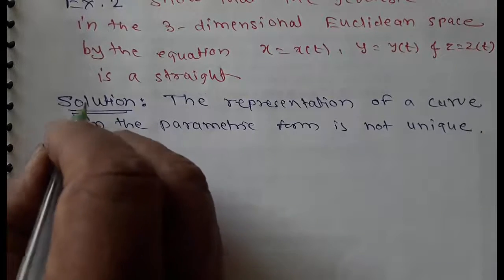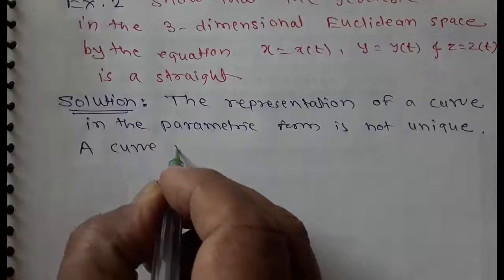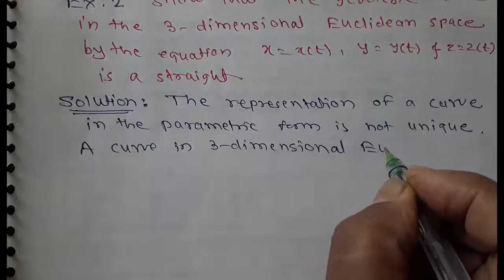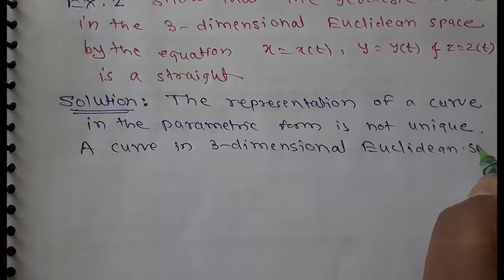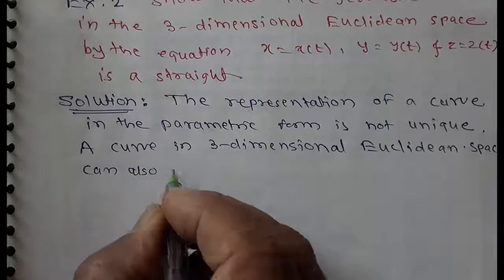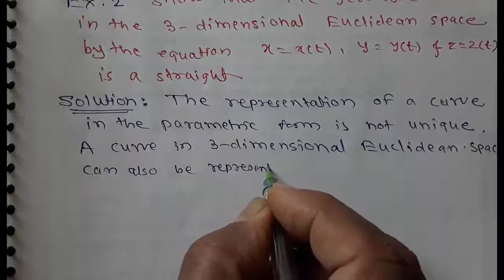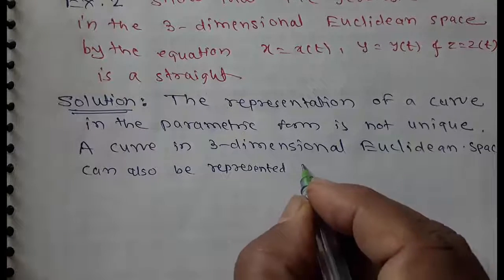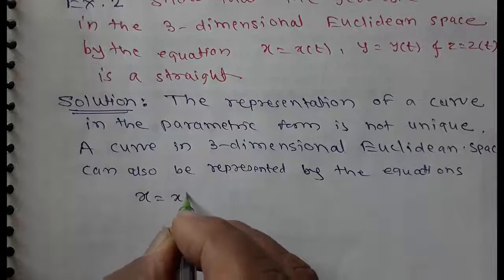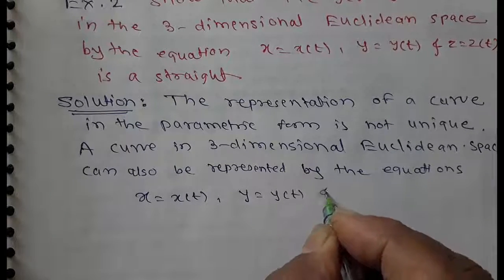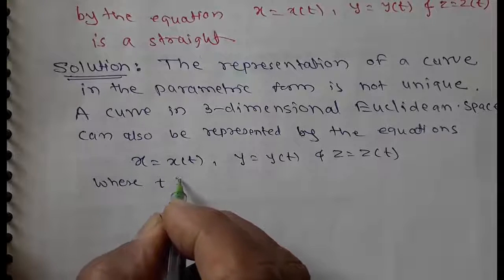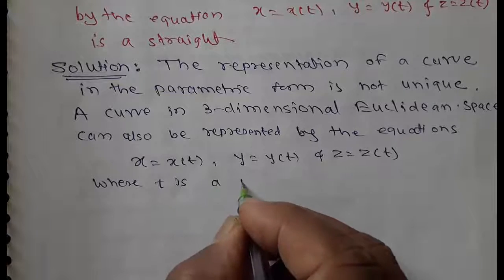A curve in three-dimensional Euclidean space can also be represented by the equations x equal to x of t, y equal to y of t and z equal to z of t, where t is a parameter of the curve.